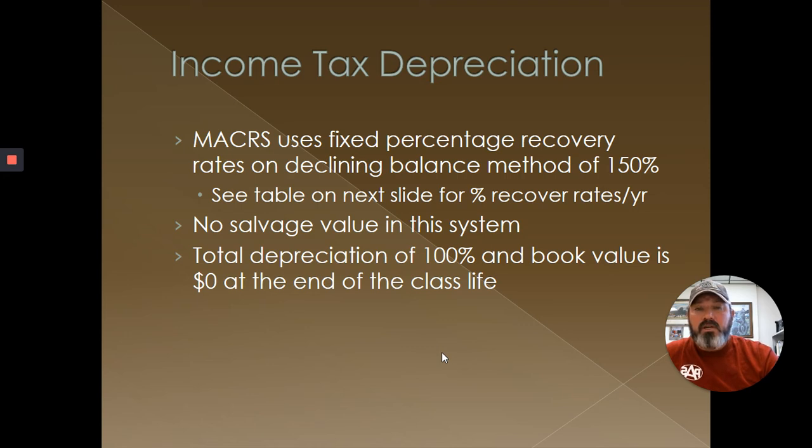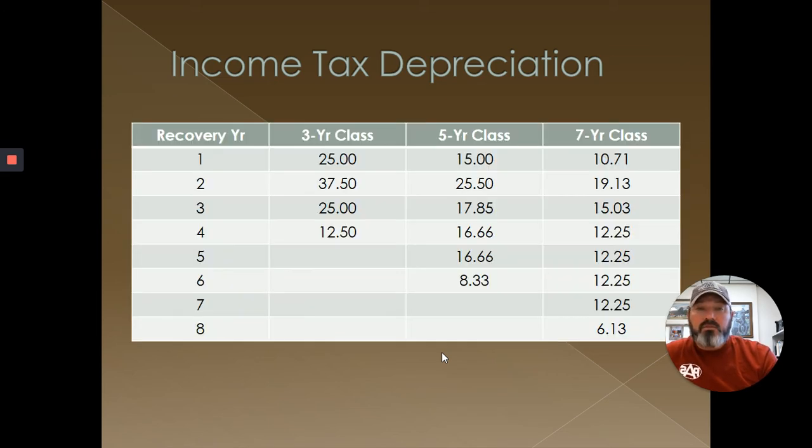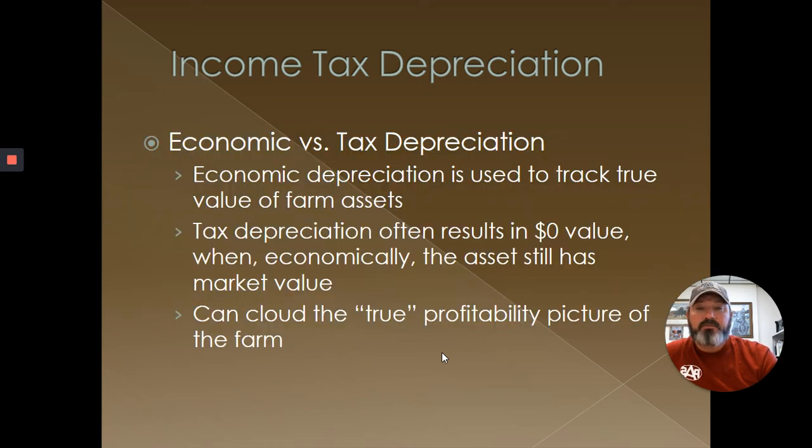Again, when we talk about that AGRC system, you can read through that in your textbook. Depreciation of 100% means book value is 0 at the end of its useful class life. That's the only time that you would get to 0. So here's an example of recovery year, and it breaks out by 3-year, 5-year, or 7-year class how much depreciation you may take on a specific asset. Just an example table here.